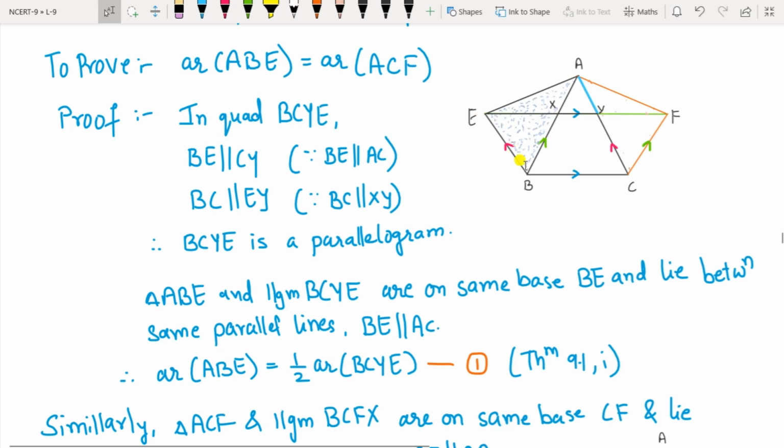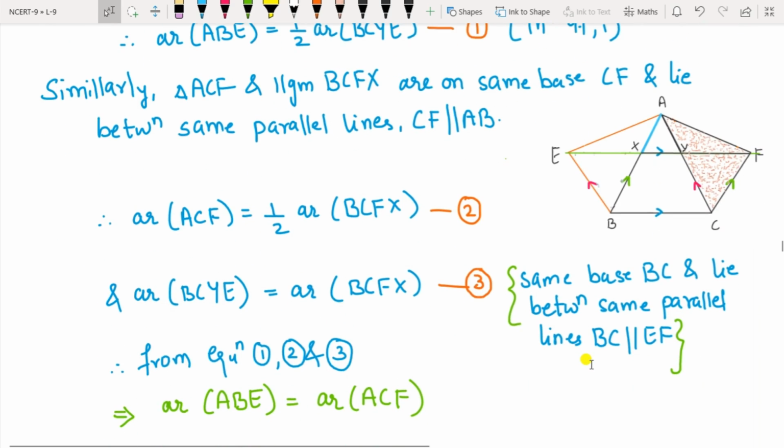Now consider triangle AEB and parallelogram BCYE that I have shown in black color here. So they both are on the same base BE here. They have the common base BE. You can see clearly in the figure, and lie between the same parallel lines, that is BE and AC. And therefore, whenever a triangle and a parallelogram lie on the same base and are between the same parallel lines, then area of triangle is half of area of parallelogram. So that is from theorem 9.1 first part that we have studied in the earlier video. That is now equation 1.